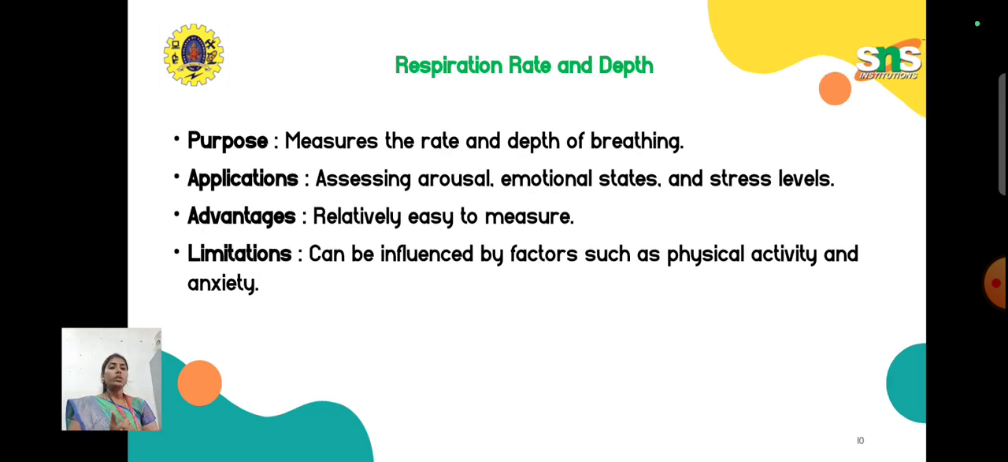The next technique we can use to assess psychological measurement is respiration rate and depth. The reason is that when people are nervous, or when they are happy, there is automatically some kind of influence on respiration rate. They may have a high breath rate or low breath rate, or you can see some changes. Those changes give information about the emotional state of a particular person, or you can assess the stress level of the people. The advantage of this technique is that it is very easy to measure compared to all other techniques.